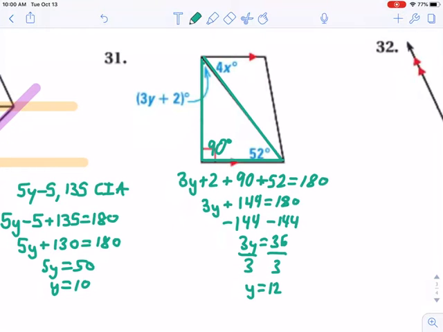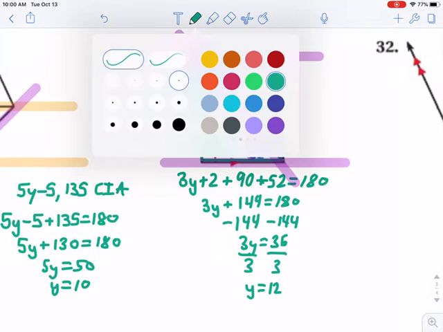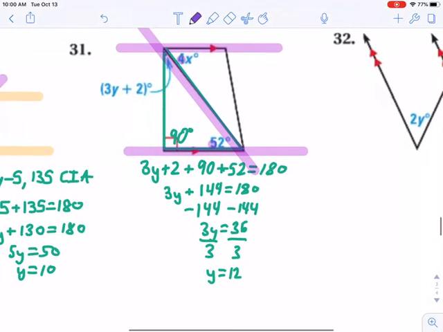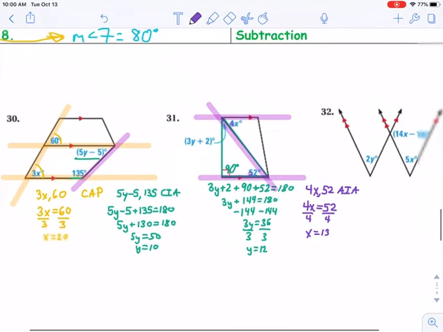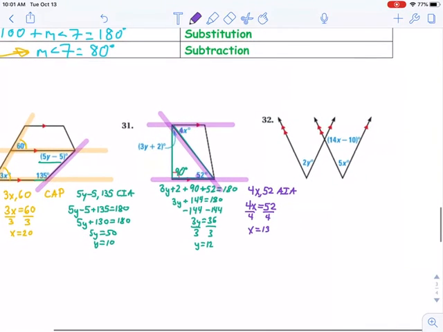And then there's a couple ways to do this problem. The easiest, slickest way probably, which is what I'm going to pick, is let's just emphasize the parallel lines and the transversal. 4x and 52. What do we know about them? We know that 4x and 52 are alternate interior angles. What do we know about alternate interior angles? They're congruent, so they have equal measures. So you can set them equal to each other, and eventually x will equal 13. Nice. All right.